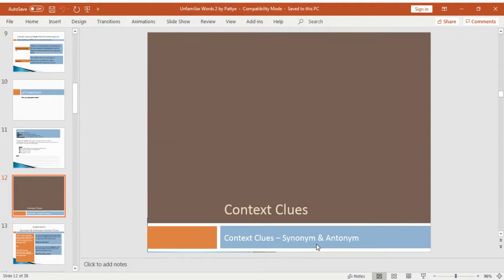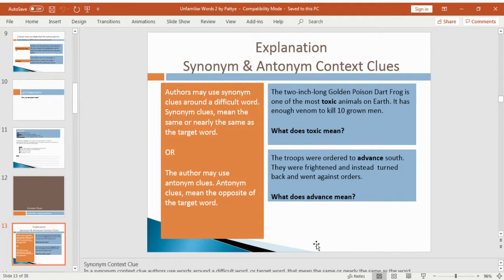Context clues can also have synonyms or antonyms within the passage to help us to understand unknown words. Authors may use synonym clues around a difficult word. Synonym clues mean the same or nearly the same as the targeted word. Or an author can use antonym clues. What are antonyms? Antonym clues mean the opposite of the targeted word. Let's look at some examples.